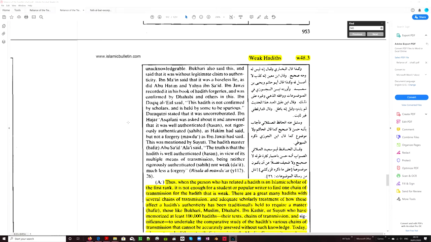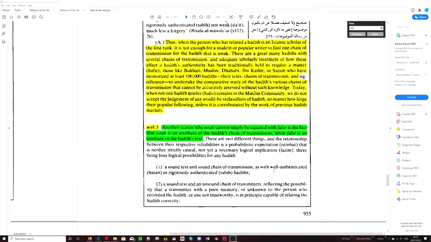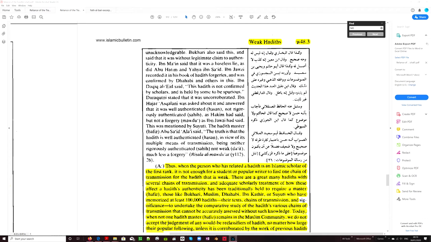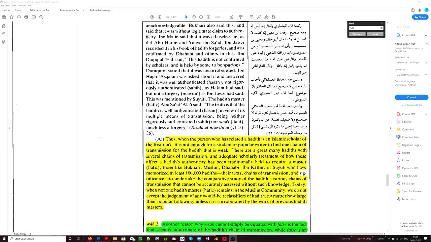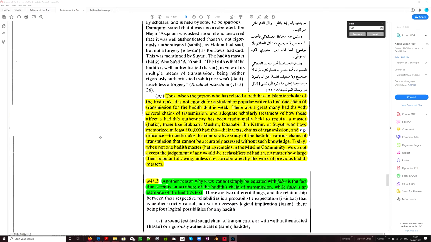Note, a couple of pages are missing. This ends at 953 and we are beginning on page 955. So what we have here is section W48.3, and I want to read this. So understand, this again is coming from the most common, most authentic, most trusted hadith manual. After this, we will provide a lot more clarity as well.